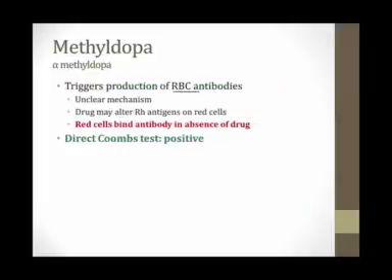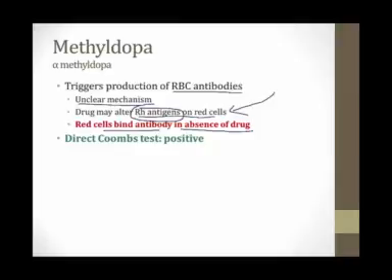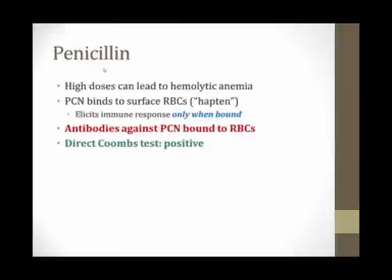Methyl-dopa triggers the production of red blood cell antibodies. The mechanism by which it does this is unclear. There are data that the drug may alter Rh antigens on the red cell surface. We'll talk about Rh antigens in more detail in the module on blood types, but the point here is that methyl-dopa can modify the surface of the red cell, and once it does, antibodies will bind. And what's interesting is that once the surface has been modified, red cells will bind antibody even in the absence of the drug. That's because the surface has been altered by methyl-dopa. And if you do a direct Coombs test, it will be positive because antibodies are binding to the surface of the red cell.